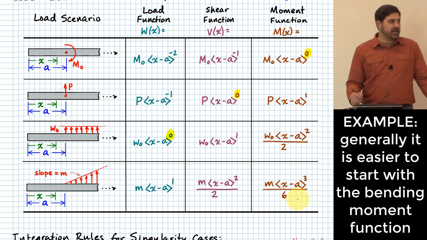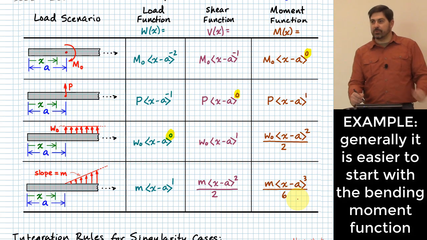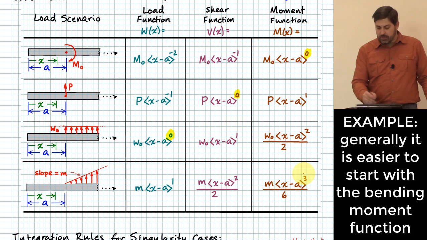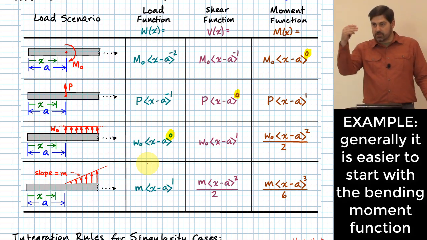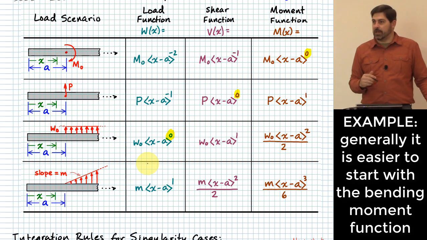The only time I would say it might be helpful to start all the way back at the load function and integrate all the way through the whole thing is if for some reason you forgot all of these and you didn't have the table. And as long as you remember the essential rules of how you integrate singularities, then you could start with essentially just that information, start with W and go all the way through integrating everything. Does that seem to make sense?